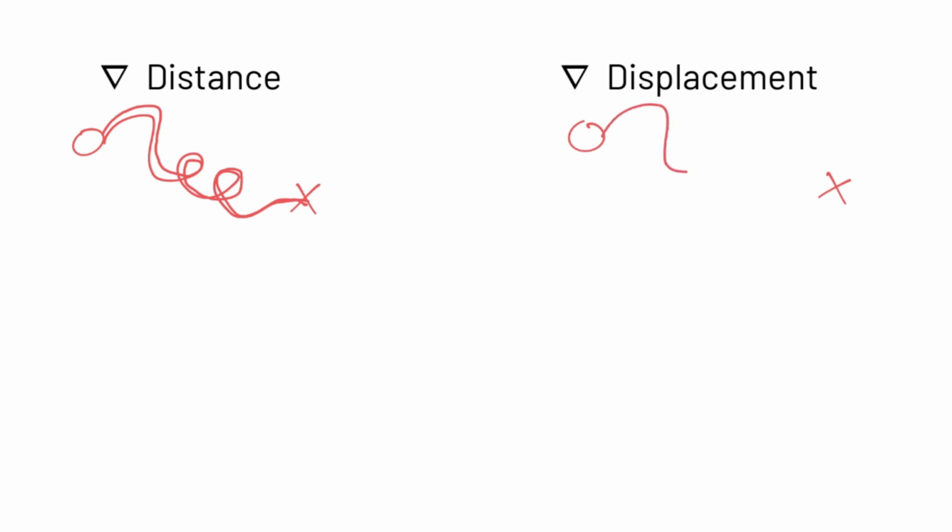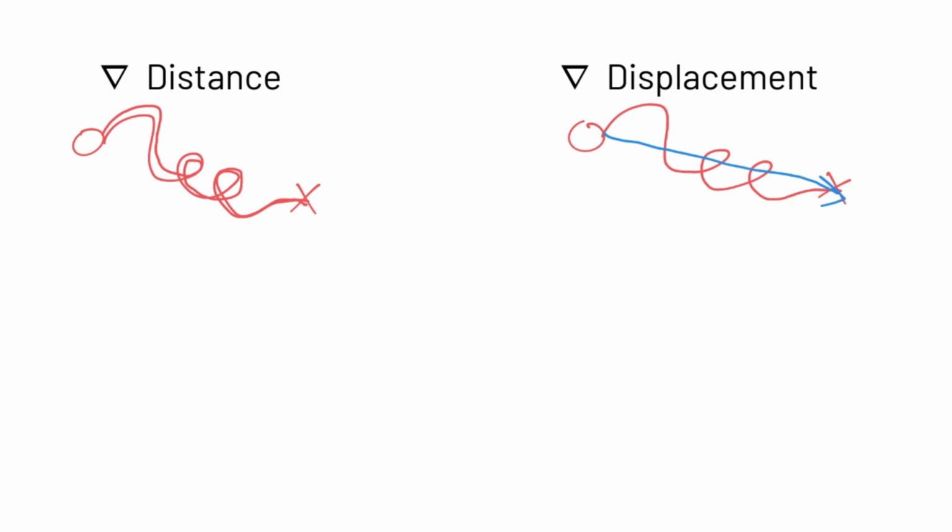So let's do a couple of quick examples here. So distance, if we start here and we end here, take this curvy path, the whole distance that we travel, everywhere we go is important. For displacement, on the other hand, all we want to know is the straight line path. How far is this straight line path? That's the displacement in blue.